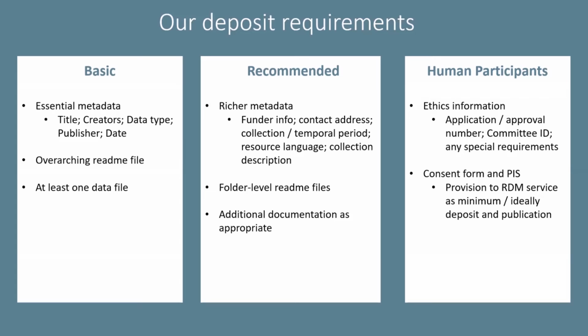And then if there are human participants involved in the work, we ask now for a little bit more ethics information. So we ask for the application or approval number for the ethics application. We ask which committee granted that approval, because we have at Glasgow a university ethics committee, we have 4 college level ethics committees, and we have countless school level ethics committees. So we need to know which committee gave approval, just in case we need to go back to them in the future. And we also ask if there's any special requirements around that data that have been imposed by ethics.